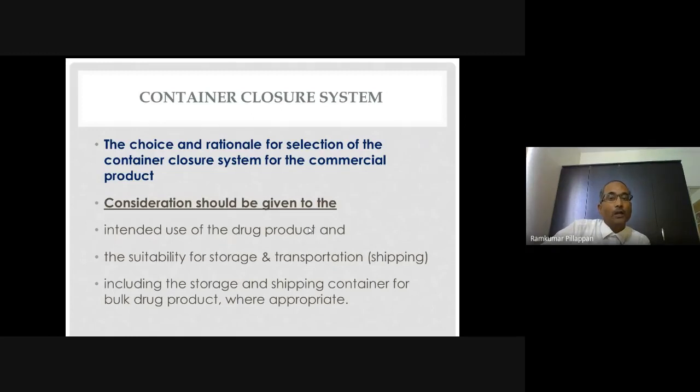The choice and the rationale of selection of container and closure system is very important. I explained to you, and the most important thing is whether it is suitable for the storage, whether it is suitable for the transportation of the product. For example, if a tablet shakes in transport in a container like an HDPE bottle, then the tablet may abrade or lose its edges, or sometimes even its hardness. So you have to see whether the packaging is good enough for its storage in normal conditions, or for transshipment where it may be exposed to different temperatures or even humidity.